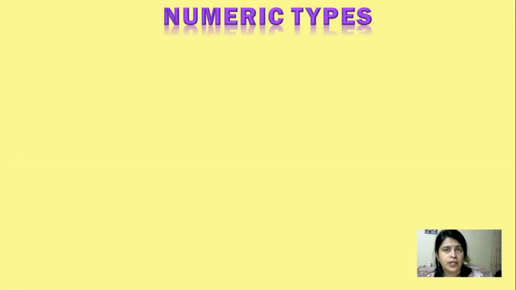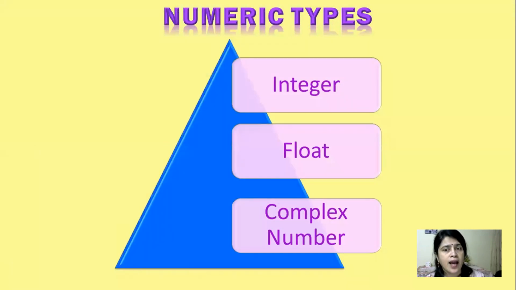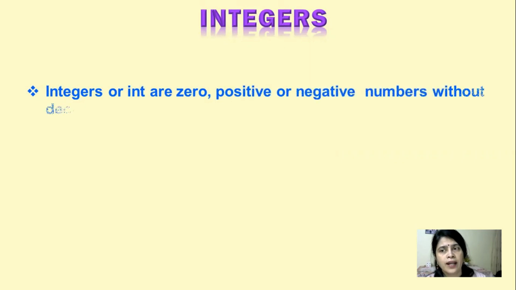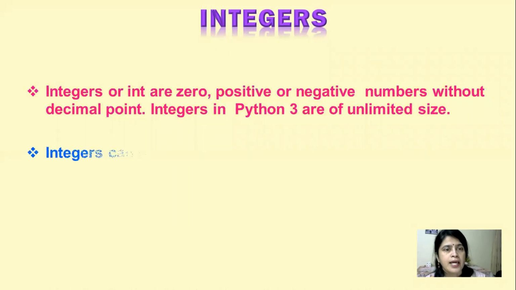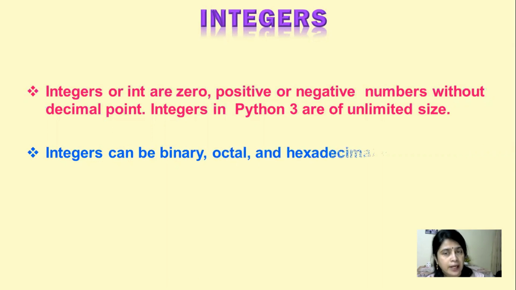Let us begin with the first classification, that is numeric types. Under numeric types, as we have seen, we have integer, in short int, then float and complex number. What are integer data types? Integers, or int, are 0, positive or negative numbers without a decimal point. Integers in Python 3 are of unlimited size. Integers can be binary, octal and hexadecimal values. Let us see how.